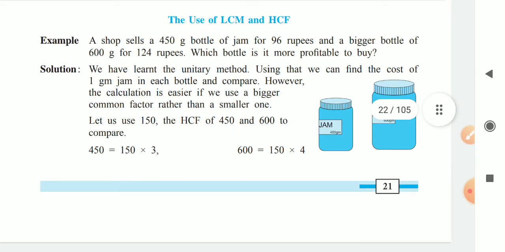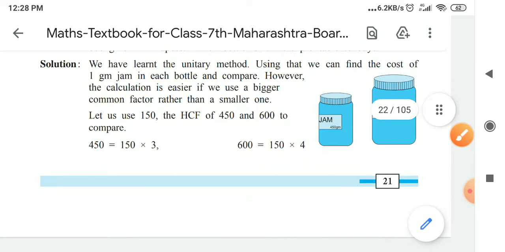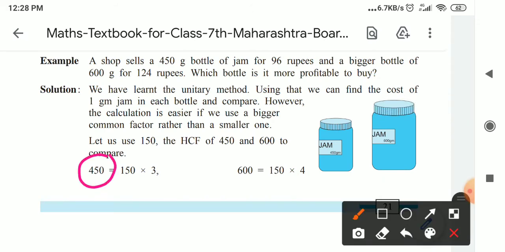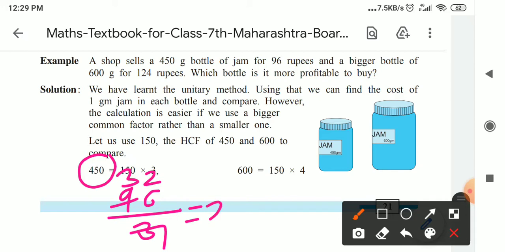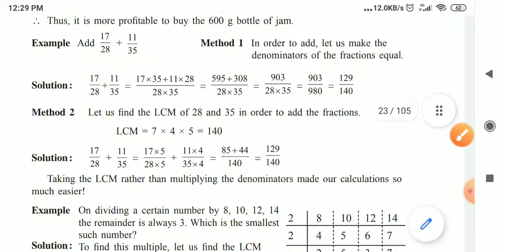First, what we have to do is find the factors of 450 and 600. After that, for 450 grams, how much is the price? 96. This 96 you divide by the uncommon factor, that is 3: 3 1s are 3, 3 3s are 9, and 3 2s are 6. So for this you have to pay 32 rupees. And in this transaction the price is 124, and 150 is the common factor for them. So 124 just divide by 4: 4 1s are 4, 4 3s are 12, and 4 1s are 4, so 31 rupees. So which one is more profitable? That is, 600 grams is more profitable.